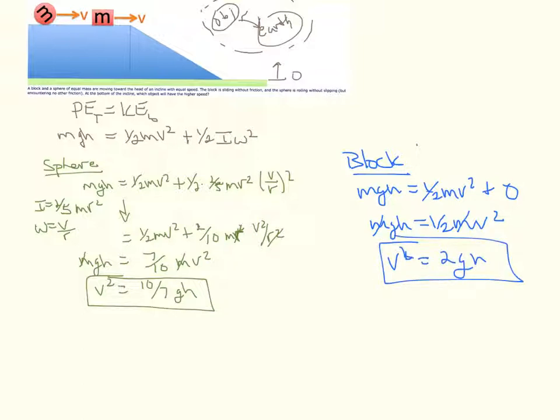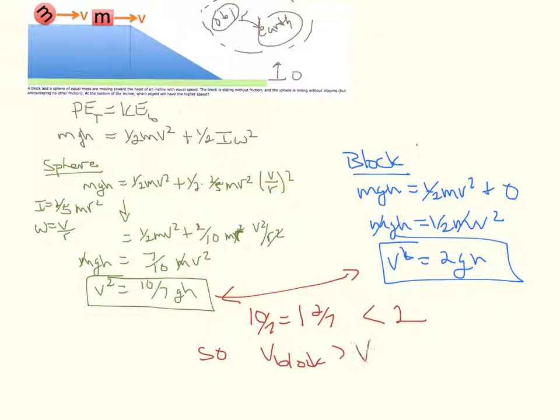Okay, so if I compare these two, the question I'm asking is, is 10 sevenths smaller or bigger than 2? Well, 10 sevenths is equal to 1 and 3 sevenths, so it is less than 2. So the velocity of the block is greater than the velocity of the sphere at the bottom.